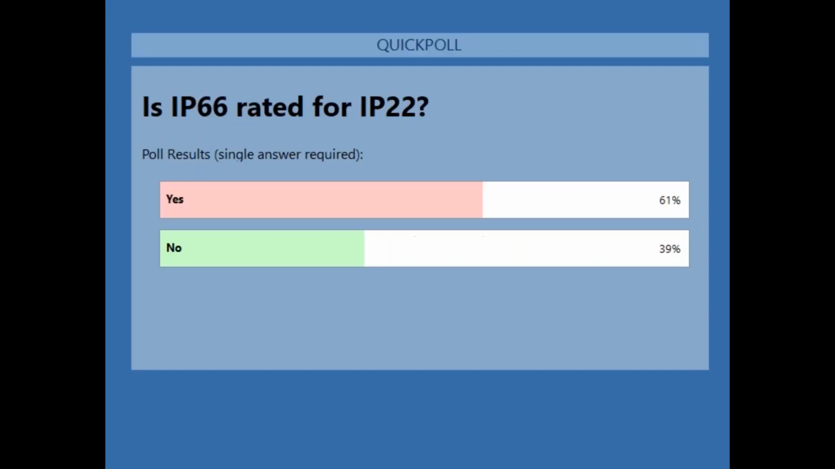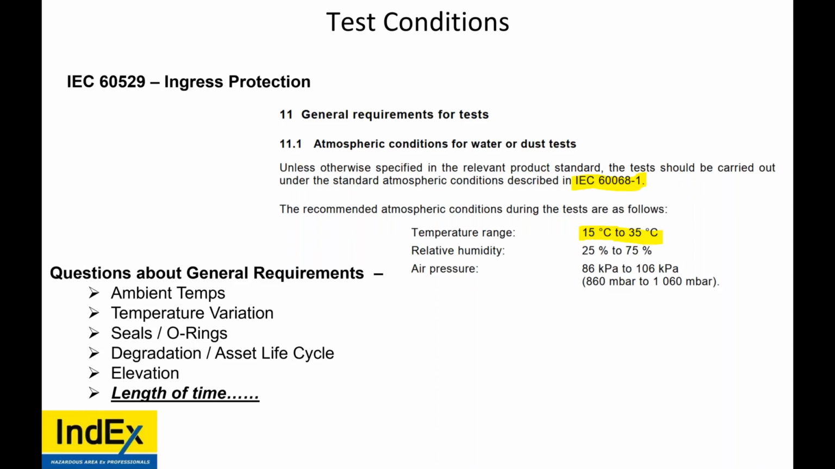Okay. So 61% said yes, which is correct. IP66 is rated for IP22. Everything for the 6s and below is rated for all those numbers below it. Okay. Next slide.